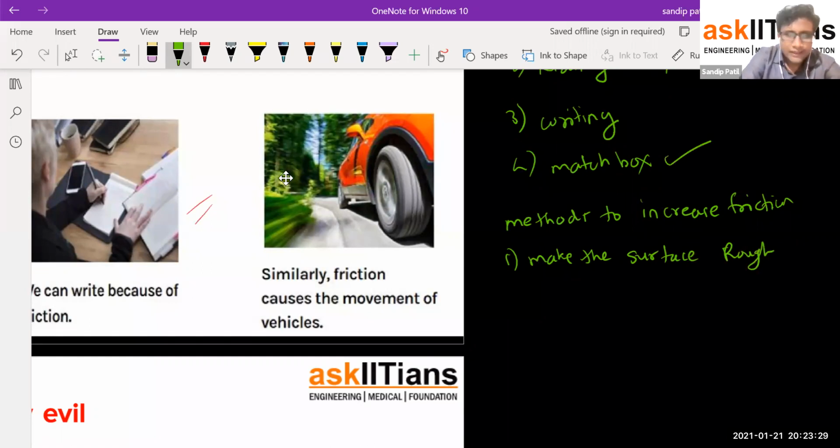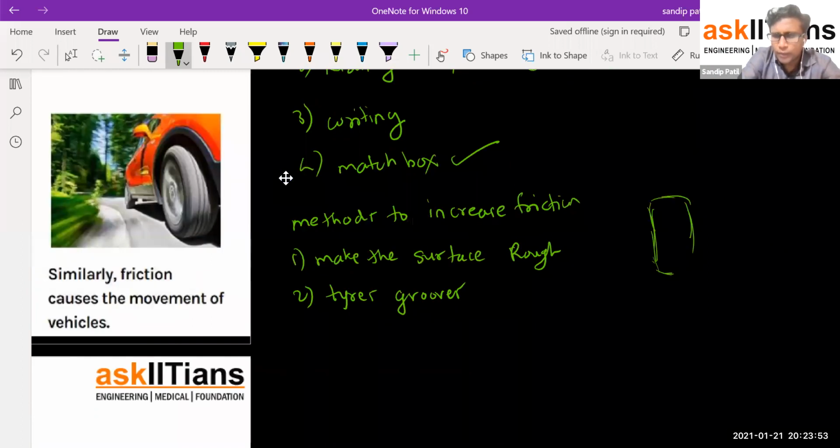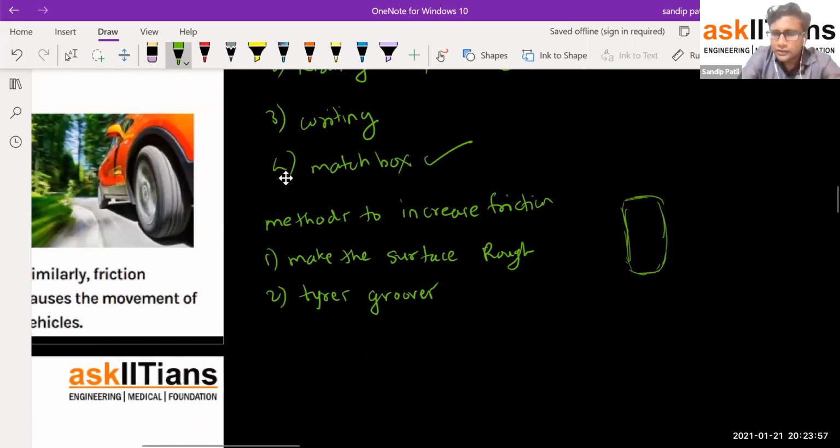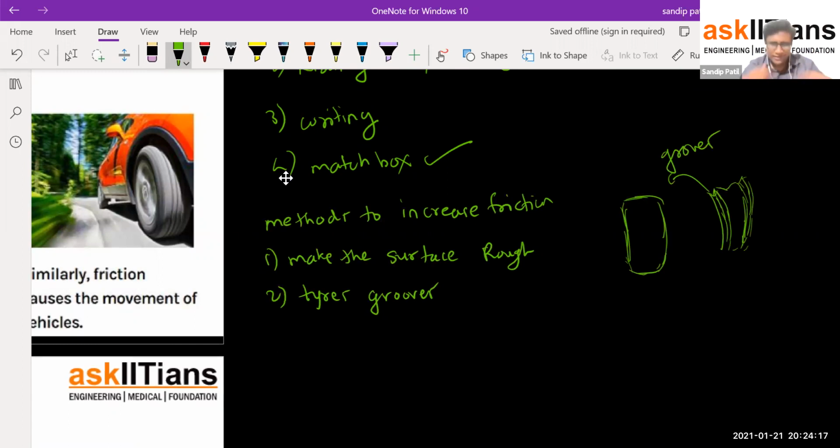As we have seen in the matchbox, the surfaces are rough there, right? They are deliberately making those surfaces rough. Therefore, with the friction, we are going to get some heat generated there, and that matchstick will get lit, right? Then tires have grooves. Tires are not totally plain, right? So when we say tire of a bike or tire of a car, there is some groove like this in the tires. Grooves means you can see some linings on that tire, right? Why? Because with those grooves, we can increase the rough surface. The tire becomes rough.